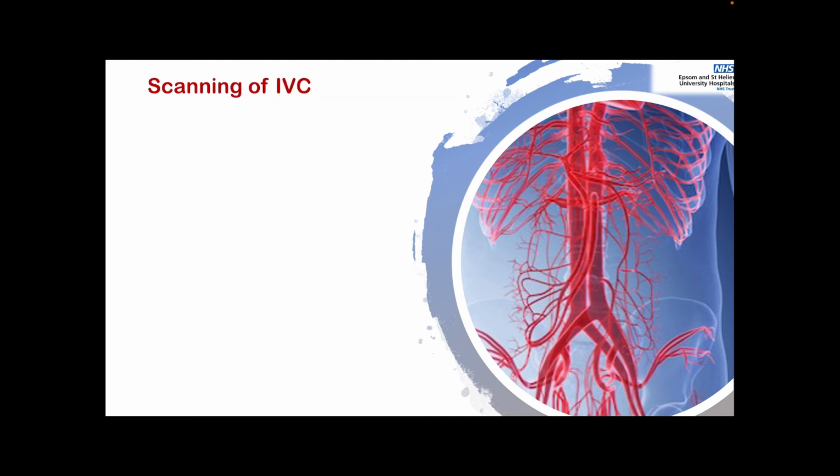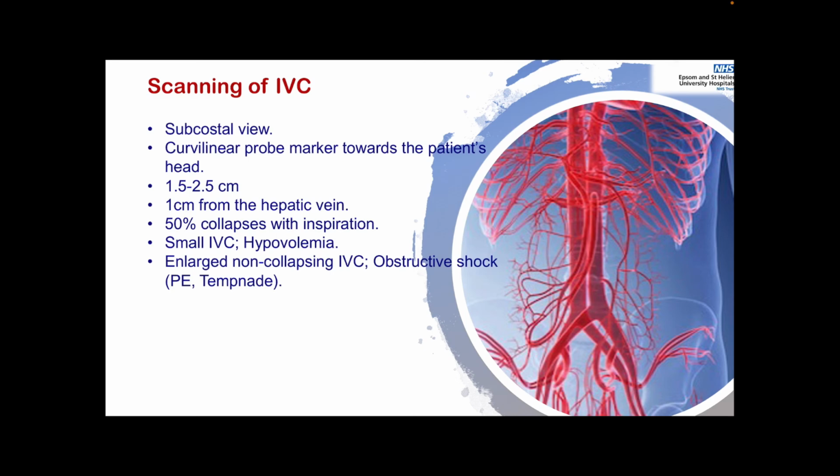In the inferior vena cava scanning, in the subcostal view, use a curvilinear probe with the marker towards the patient's head, and the dimensions will be 1.5 to 2.5 centimeters. These are the normal ones, 1 centimeter from the hepatic vein. Normally, the inferior vena cava collapses 50% with inspiration.